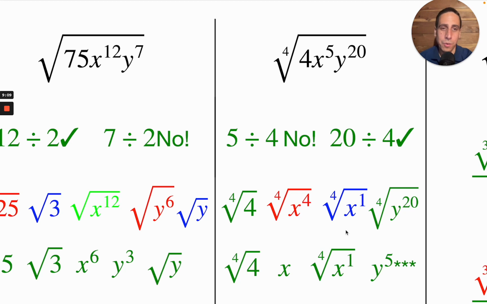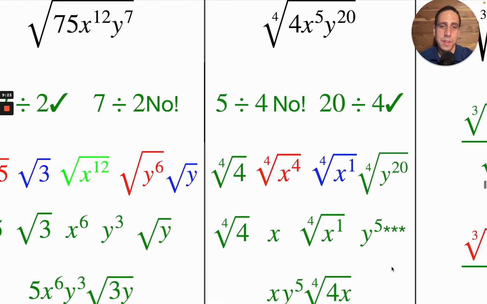We can't take the 4th root of x to the 1st, but we can take the 4th root of y to the 20th. What variable times itself 4 times is y to the 20th? It's y to the 5th. And here's another even, odd situation, which we are not required to put absolute values on.